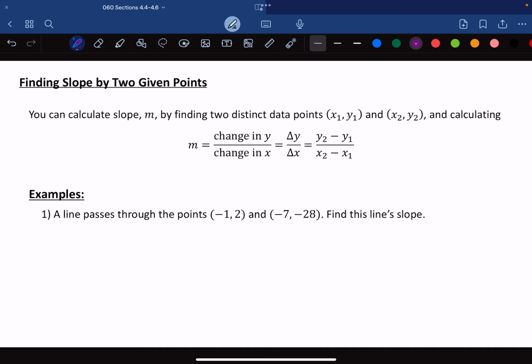We can calculate slope like we just did with a graph, but we also can calculate it with points.